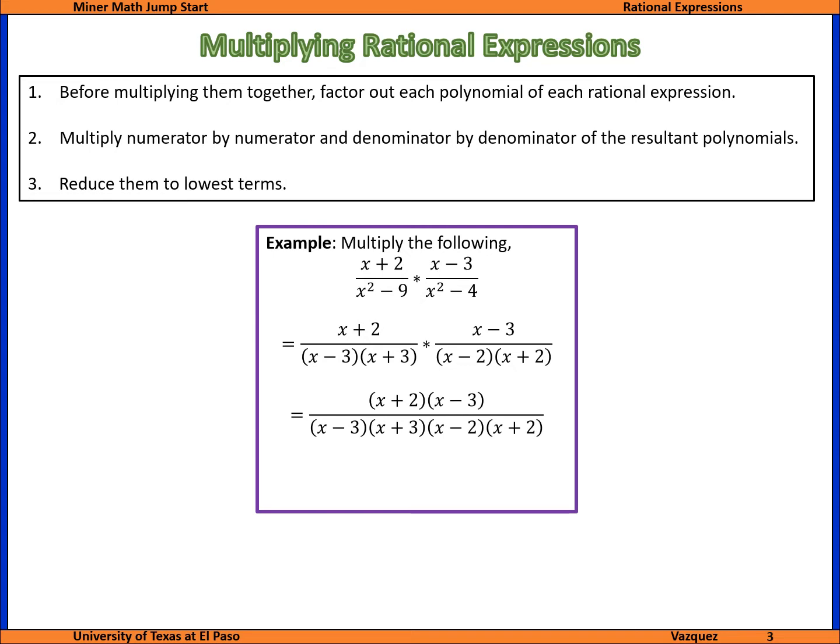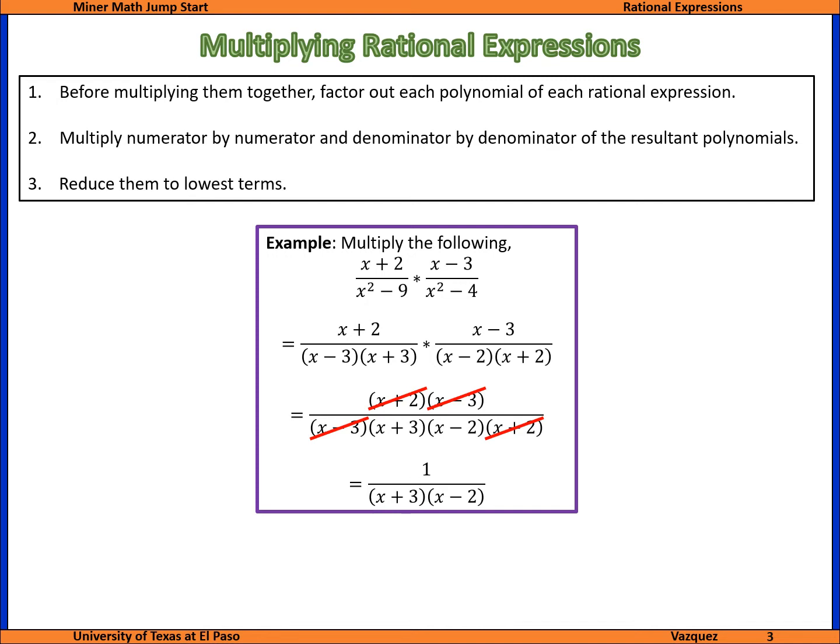And now we have both x plus 2 in the numerator and denominator, as well as x minus 3. So we're going to be able to cancel out some factors here. First the x plus 2 and then the x minus 3. And that leaves us with our simplified rational expression of 1 over x plus 3 times x minus 2.